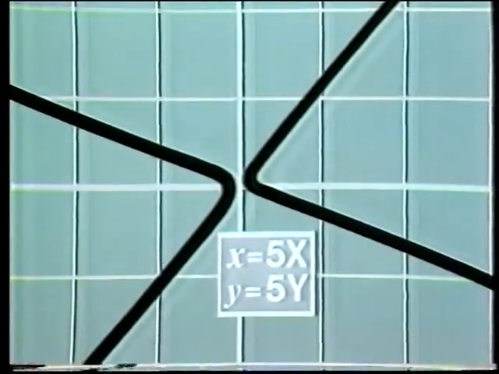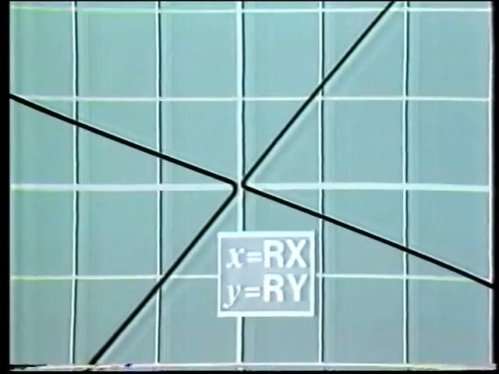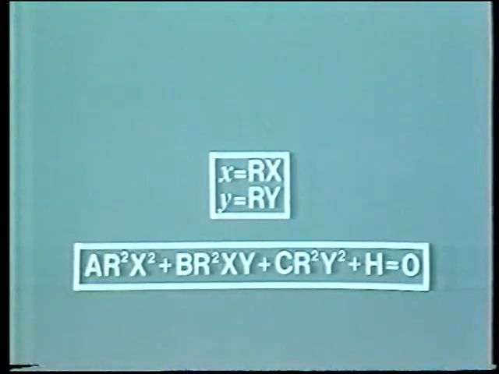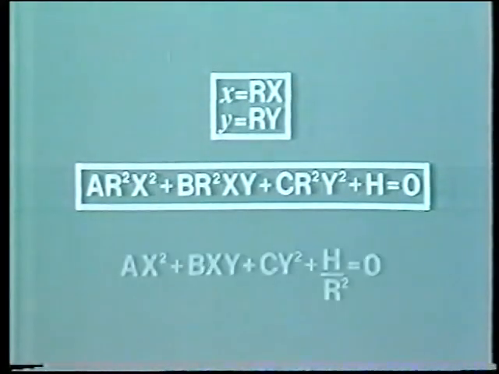So as we move out, the factor becomes 4, and then 5, and in general, little x equals r times big X, and little y equals r times big Y. And the larger we make r, the further away we will be. So we need to substitute these equations into the one we've been trying to test. And we get a r squared X squared plus b r squared XY plus c r squared Y squared plus h equals 0. Well, we can divide by r squared to give us aX squared plus bXY plus cY squared plus h over r squared equals 0.